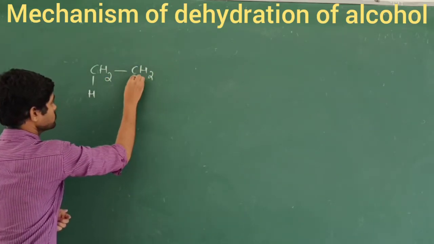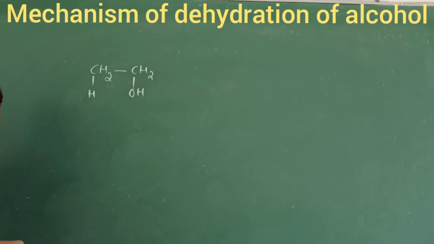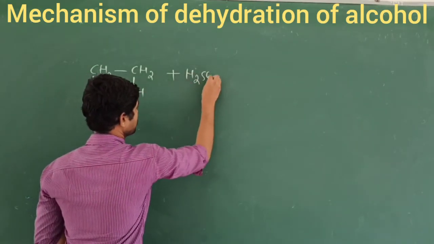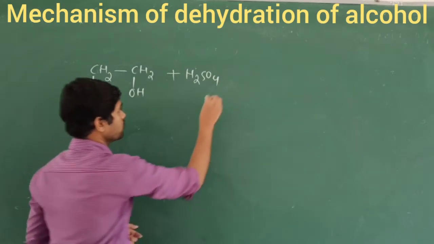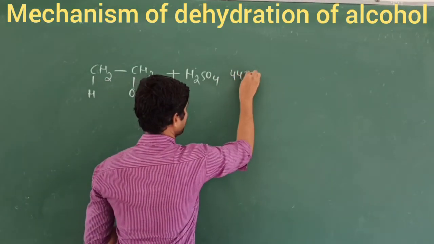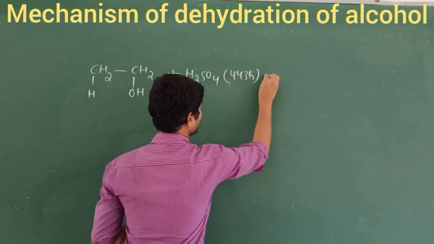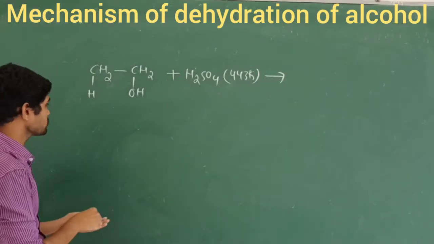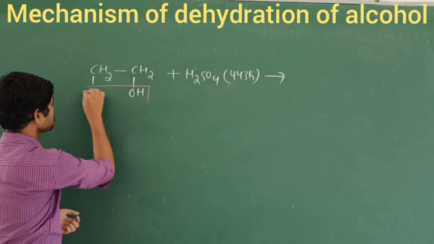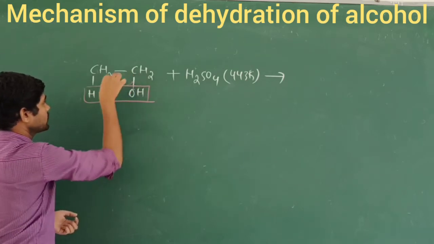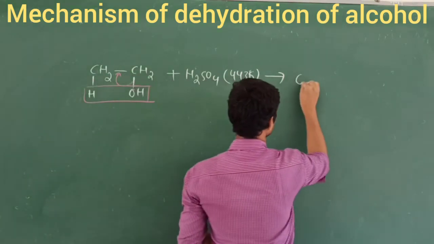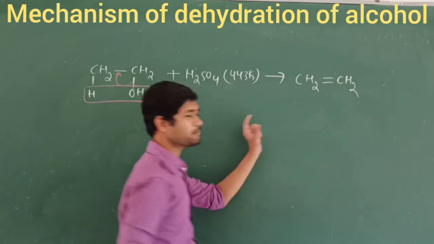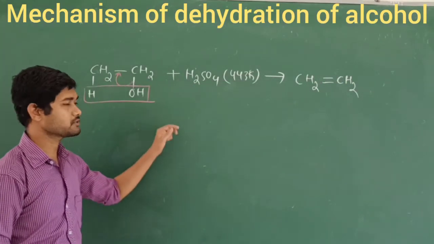that is nothing but CH3CH2OH. This is called ethyl alcohol. When I take it with H2SO4 at 443 Kelvin, we are going to remove the water molecules because it acts as a dehydrating agent, right? So in order to remove these water molecules, we are going to obtain the alkene compound. That is called ethene, CH2=CH2.